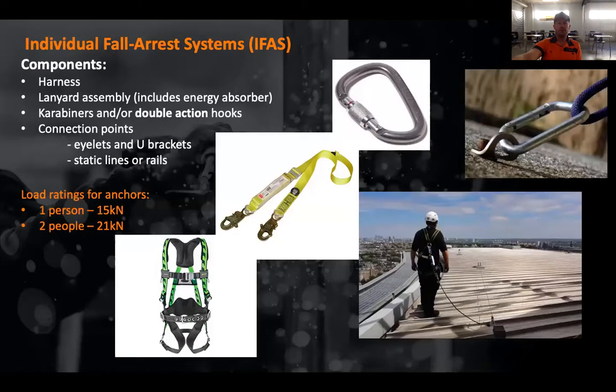So we'll go through these components now. As I said, this is the practical task that you guys will be doing when you come to the college. So the IFAS, or the individual fall arrest system, components are the harness, which is the bottom left photo, lanyard with the shock absorber attached, or energy absorber, carabiners, and the connection points. In this case, that's a single anchor point that's bolted to a surface, and this is a static line here that allows this operator to work parallel to his anchor point.